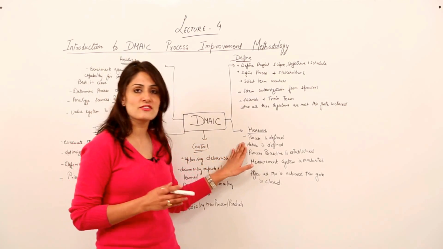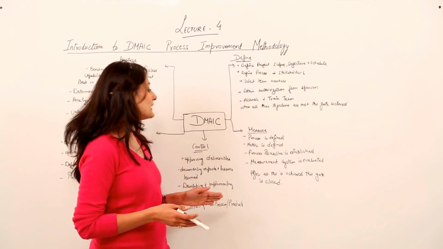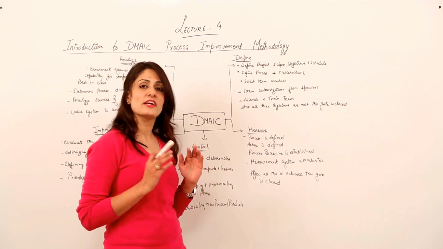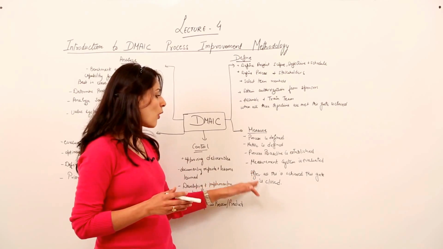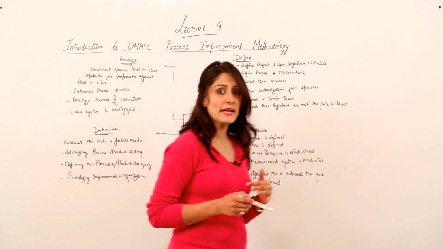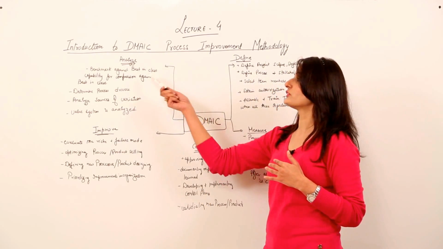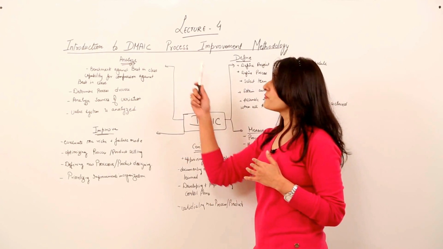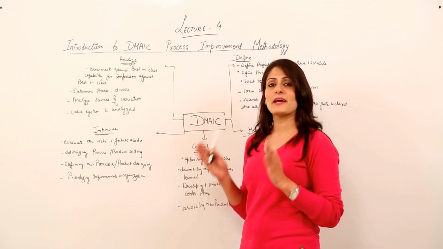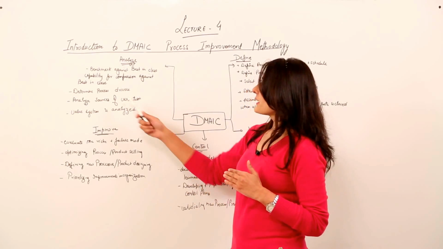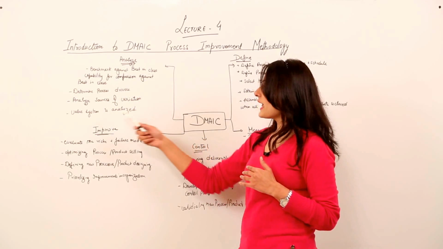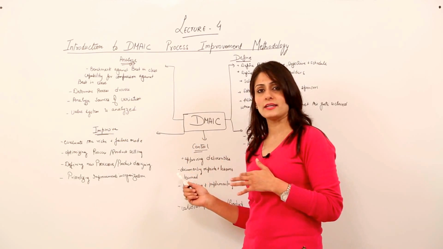Here the process is defined, metrics are defined, process baseline is established, measurement system is evaluated, and after all this is achieved, this gate is also closed. Then we move to our third phase, which is the analyze phase. Here we benchmark against best in class. That is, what should be the best product, what we should be developing. Determine process drivers, analyze sources of variation, and the value system is also analyzed.